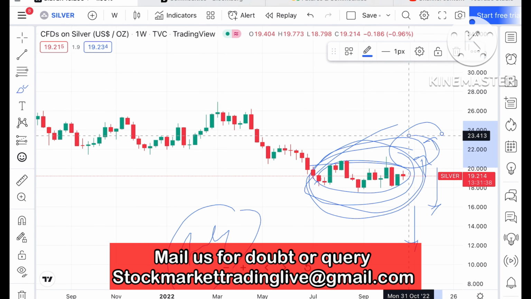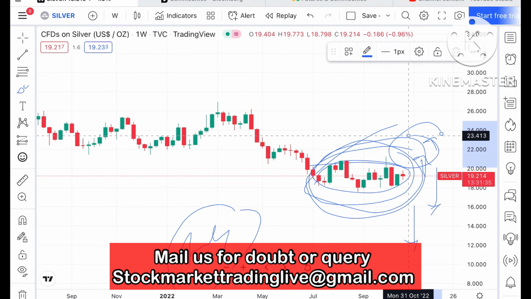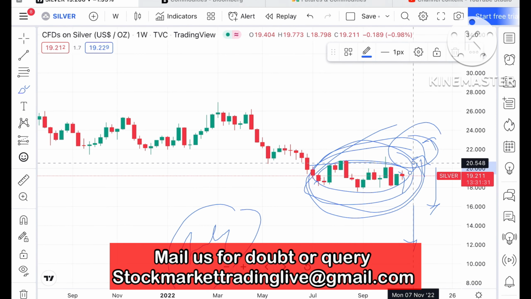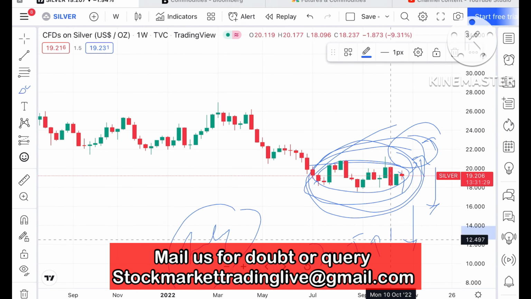So the probability of moving further down will be there if this level doesn't sustain, and if it goes above a level of around $20.5, then we can see it can go further upside. Okay, otherwise we can see it will follow this particular trend and move in this zone.